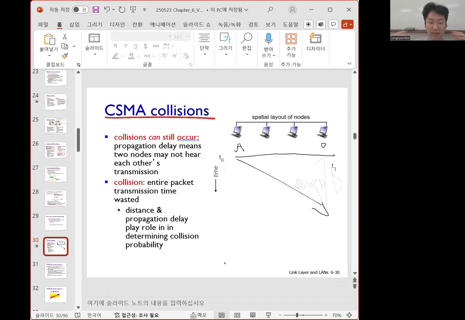Because it's a wireless link, they have distance, so they have propagation delay, and they have the possibility of not realizing it.